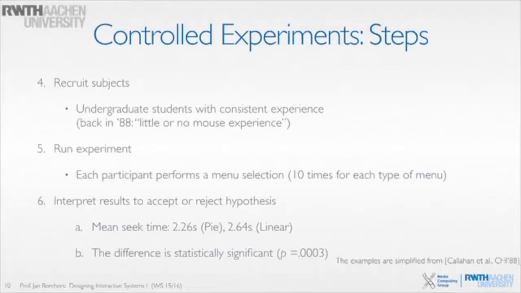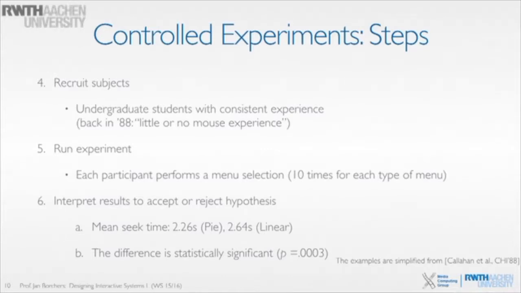I should point out that this example we're using here is simplified from an actual paper by Callahan and colleagues at CHI 1988, where they actually did that kind of study. So if you want to learn more about what they did, you can look at their actual paper that went through all these steps in much detail. And they found, for example, that they had to improve the distribution of menu targets when they were doing the pilot.